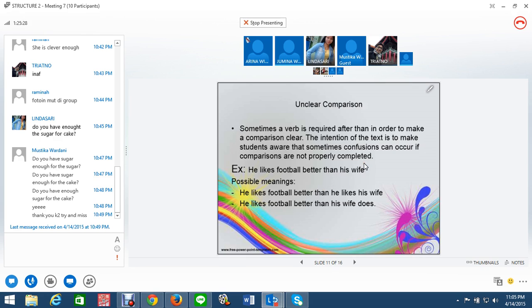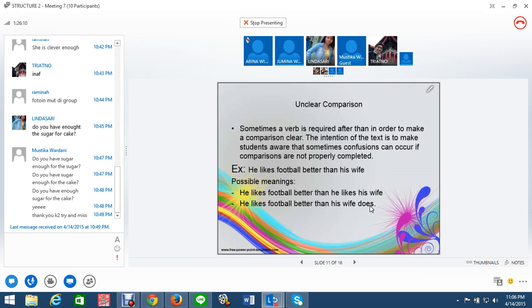So I want to emphasize again that this is unclear comparison. Dari unclear comparison ini, from this unclear comparison there are two possible meanings. Ada dua kemungkinan maknanya. Yang pertama, the first is he likes football better than he likes his wife. Kalau kita membaca ini, "he likes football better than his wife", berarti dia lebih menyukai bola kaki daripada istrinya. Itulah yang kemungkinan pertama. That is why here he likes football better than he likes his wife, right? Okay, yang kedua, the second is he likes football better than his wife does.